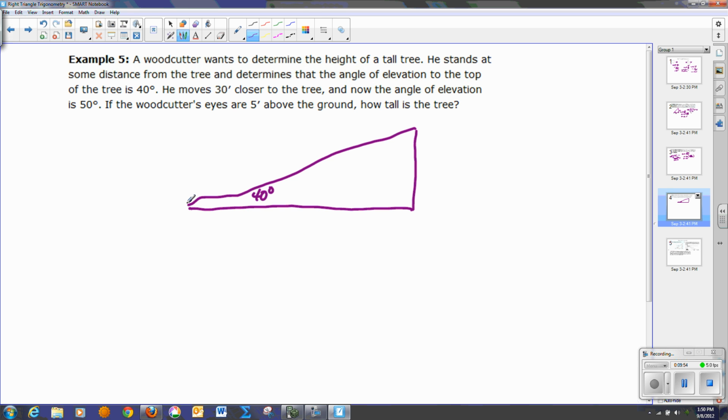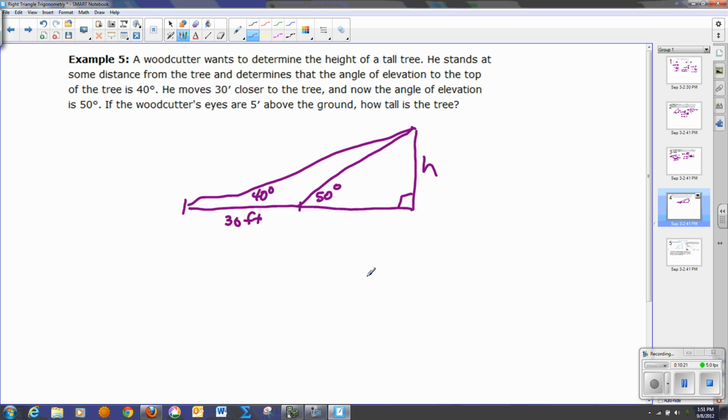So he's going to start here and walk 30 feet closer, and look up again. And this time, he has an angle of elevation of 50 degrees. And what we want to do is find the height, h, of this tree.